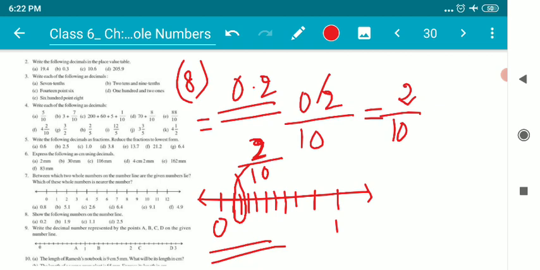If not, then please let me know, and please try out these sums on your white copy, and do submit in the Google Classroom.